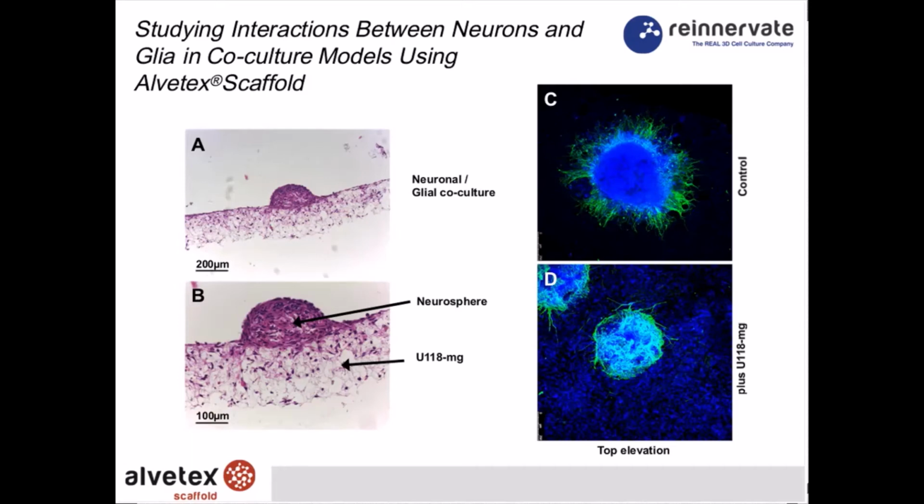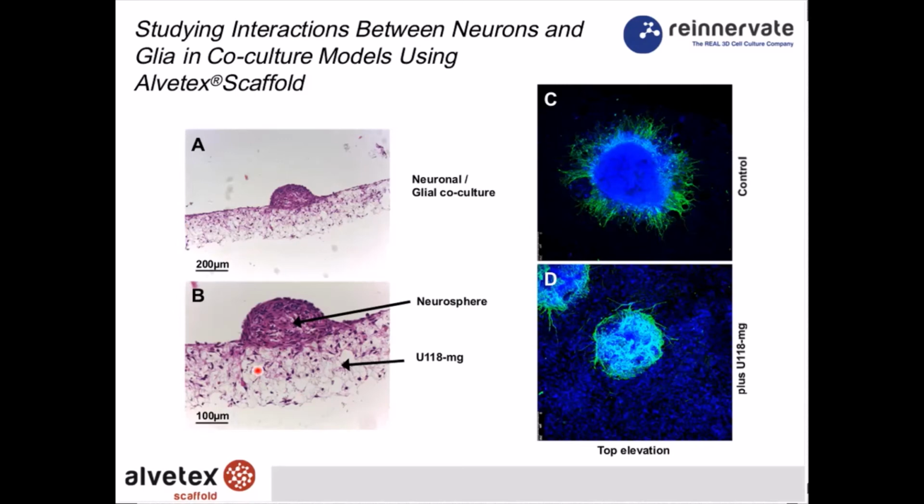So in the control, you'll see the surrounding black, because there's no other cells there. You'll see the neurites growing out from the neurosphere. In the co-culture, what we see now are lots of DAPI staining nuclei. These are, of course, the glial cells that you're looking at.